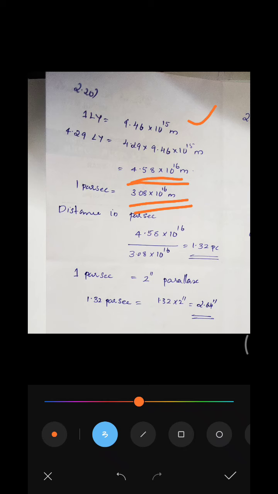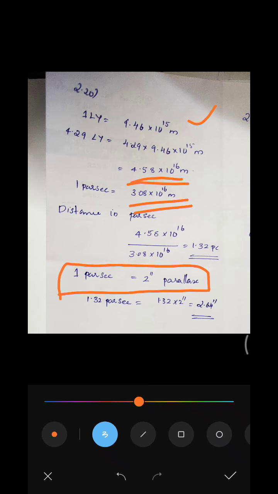Okay, now you have to convert the parsec into parallax. Actually, 1 parsec means 2 second parallax. Parallax is the unit over there. So 1 parsec is 2 second parallax. So 1.32 parsec will be... you have to remember this relation. Okay, 1 parsec is 2 second parallax.